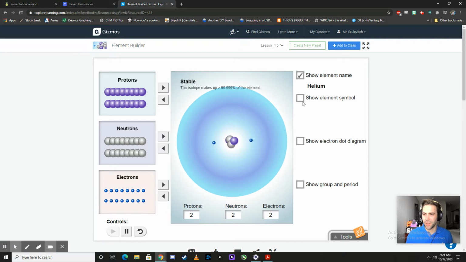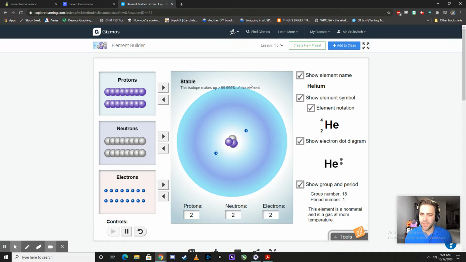Now, how do I know that? Well, click Show Element Name, Show Element Symbol, Element Notation, Electron Dot Diagram. And because we're going to be getting to the periodic table, go ahead and click Show Group and Period. All right, there we go. This stuff is important, and we're going to discuss this more on Wednesday.